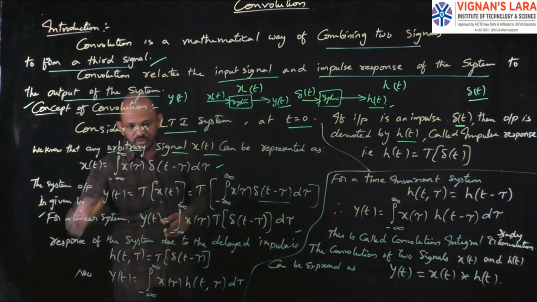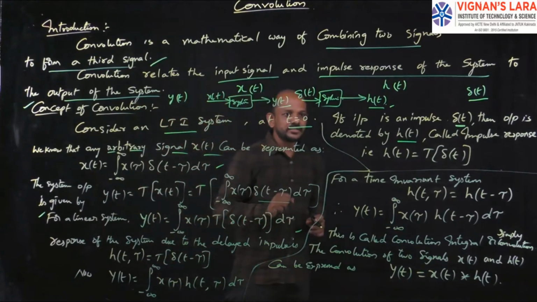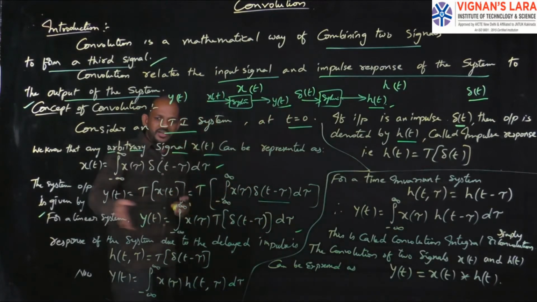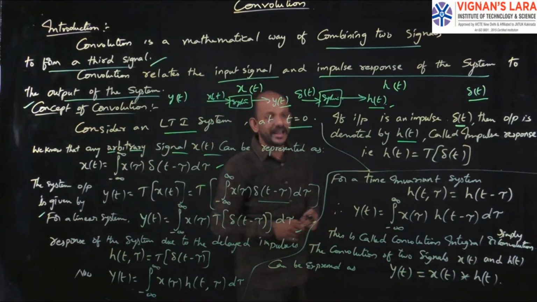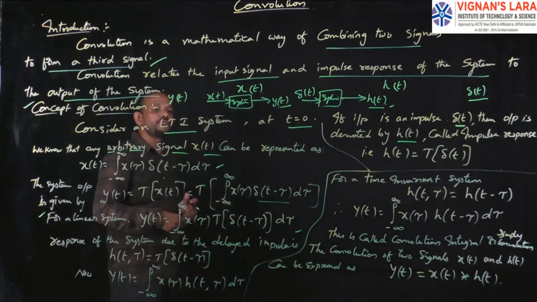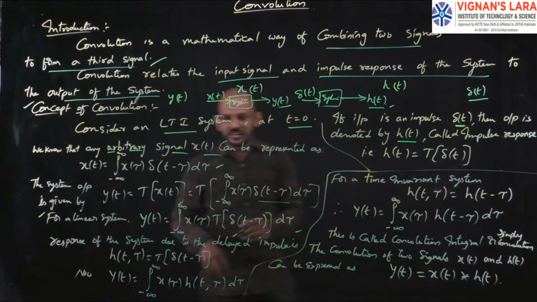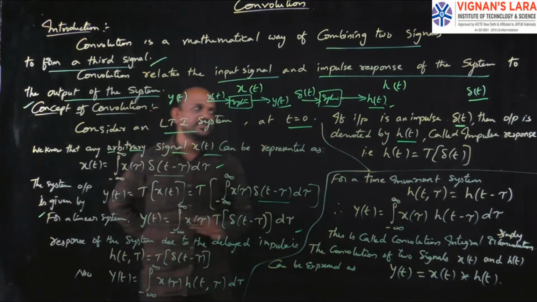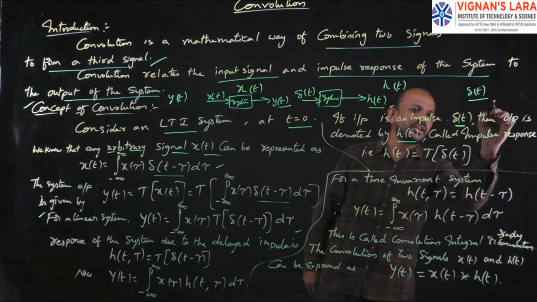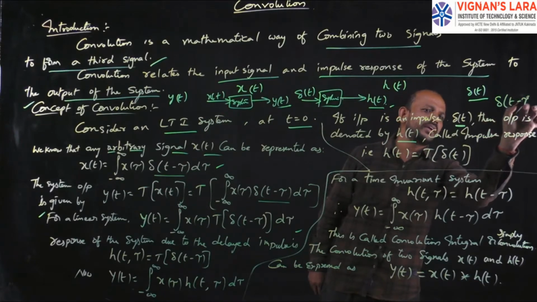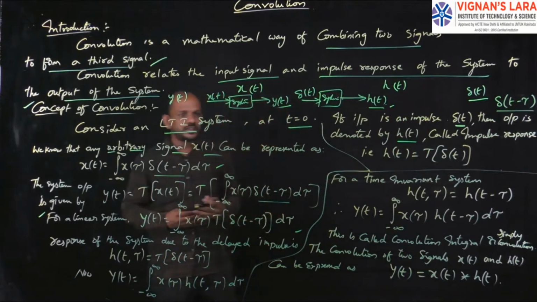Okay. Now the response of the system due to the delayed impulse. See, I am considering the response, nothing but the output of the system due to the delayed impulse, as h of t comma tau. Delayed impulse is nothing but this one. Actually, impulse is this one. If it is delayed by tau seconds, then how can I write it? del of t minus tau. That is, the unit impulse is delayed by tau seconds.